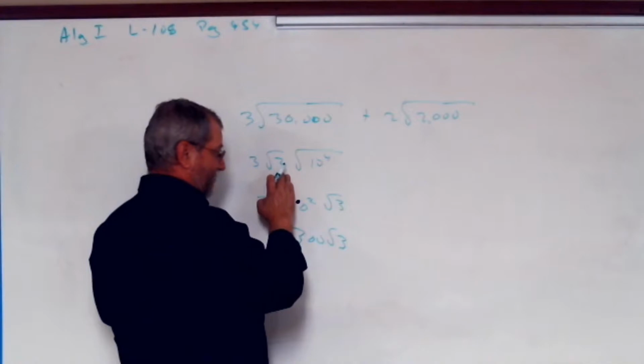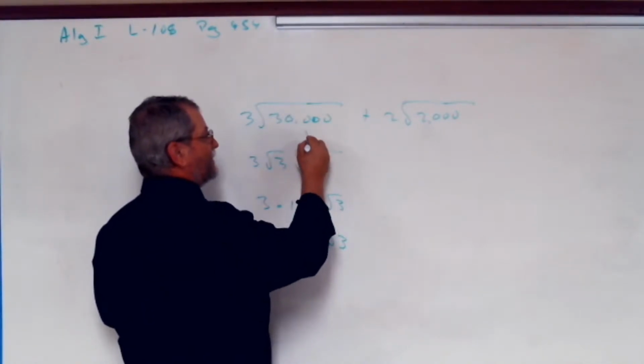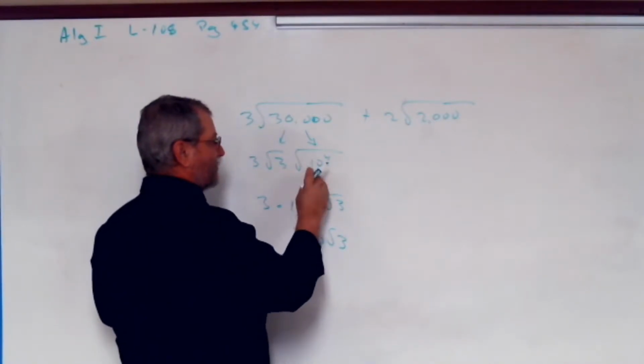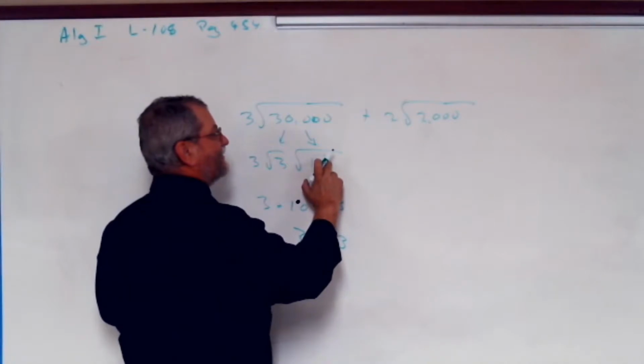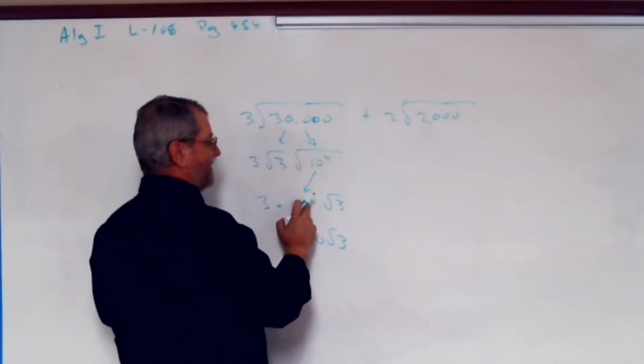Jade, look at this, please. You're killing me. This becomes this right here and this right here. The square root of 10 to the 4 is you just divide that exponent by 2 and it comes out of the radical. 10 squared is 100.